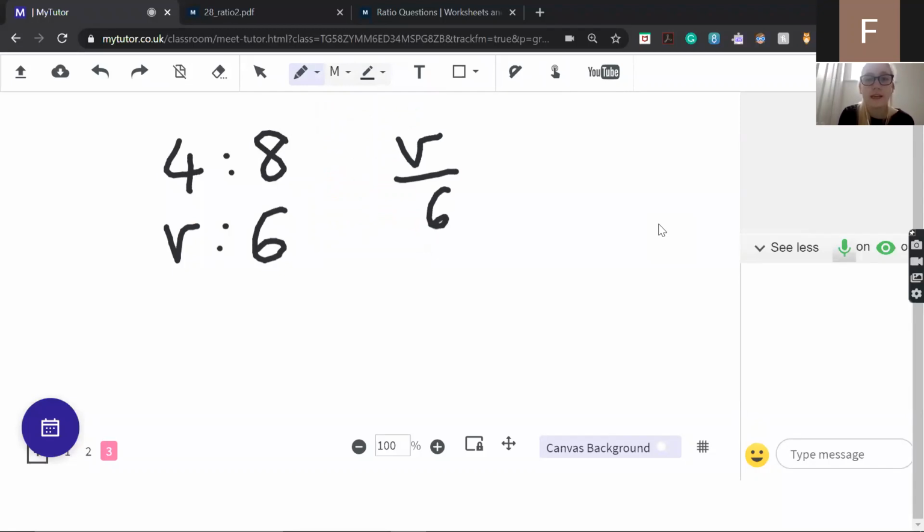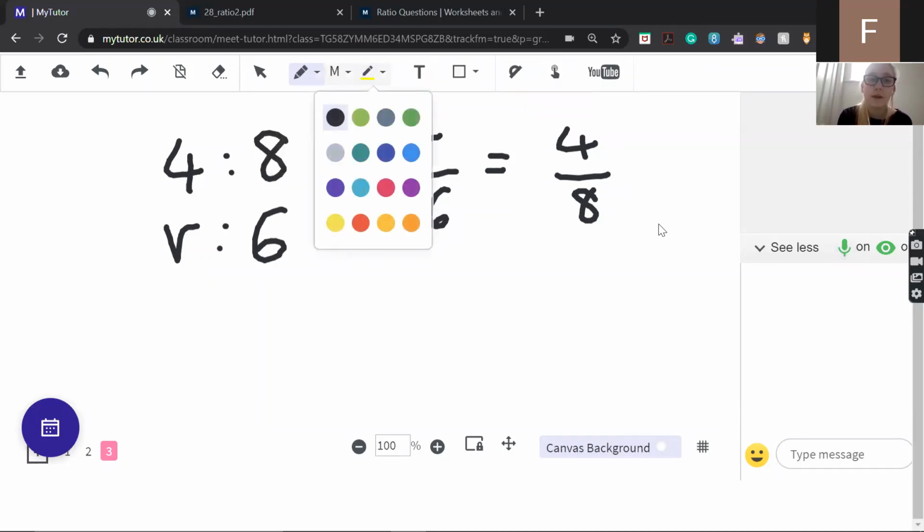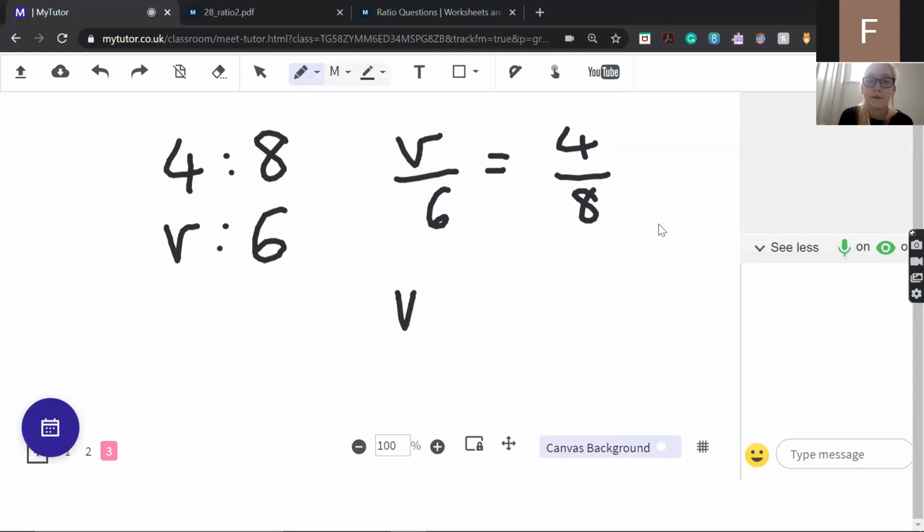V over 6 equals 4 over 8, right? It's important that you go in the same direction. So V over 6 is the same as 4 over 8. And then we just multiply it by 6 to get V by itself. So we do V equals 4 over 8 times 6.